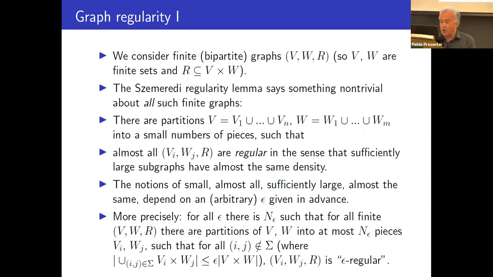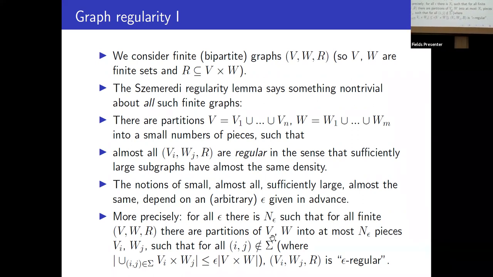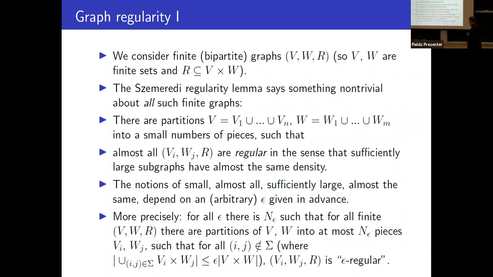And there's also this sigma. There's a certain collection sigma of pairs ij, such that for all ij not in sigma, and the condition on sigma is that the collection of Vi cross Wj for ij in sigma is small compared to the size of V cross W. So sigma is the exceptional set of pairs, and it's small.